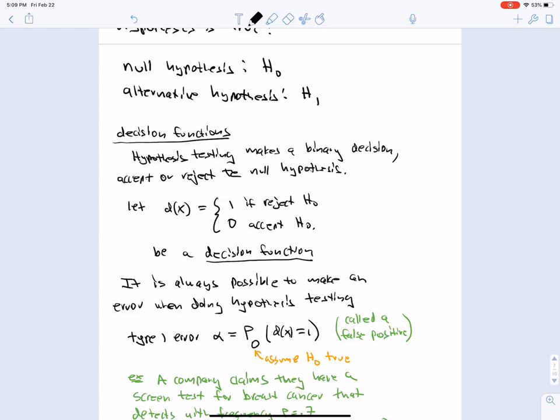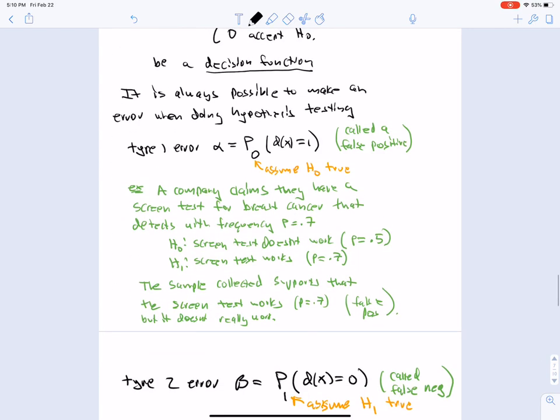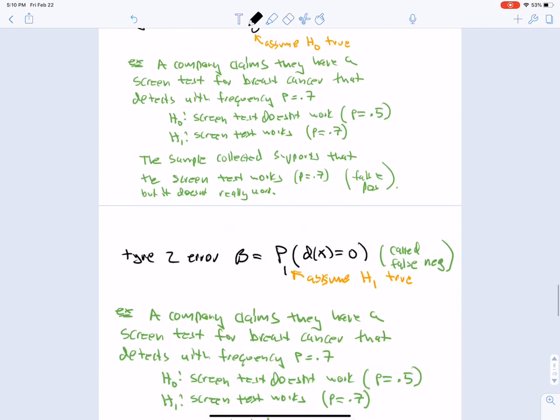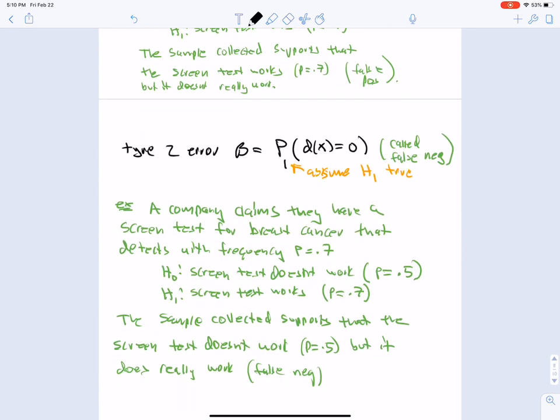And there are two errors that you can have. You can have a type 1 error, which is when you reject the null when in fact the null is true. So that p sub 0 means that we assume the null distribution is correct. This is called a false positive. The other type of error is called a false negative, and that's when you would accept the null when actually the alternative is true, right?